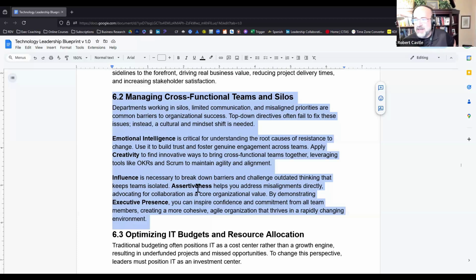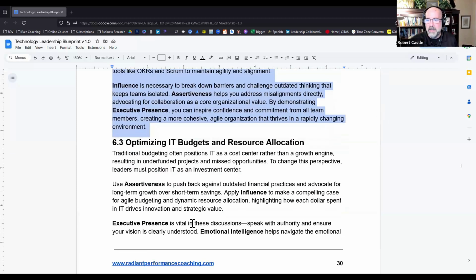Influence is necessary to break down barriers and challenge outdated thinking that keeps teams isolated. Assertiveness helps you address misalignments directly and advocate for collaboration as a core organizational value. By demonstrating executive presence, you can inspire confidence and commitment from all team members, creating a more cohesive and agile organization that thrives in a rapidly changing environment.